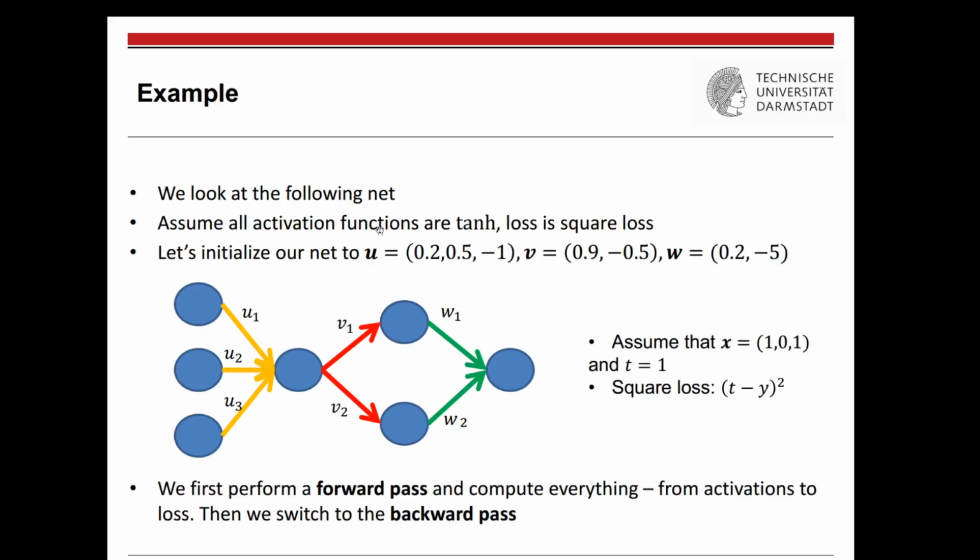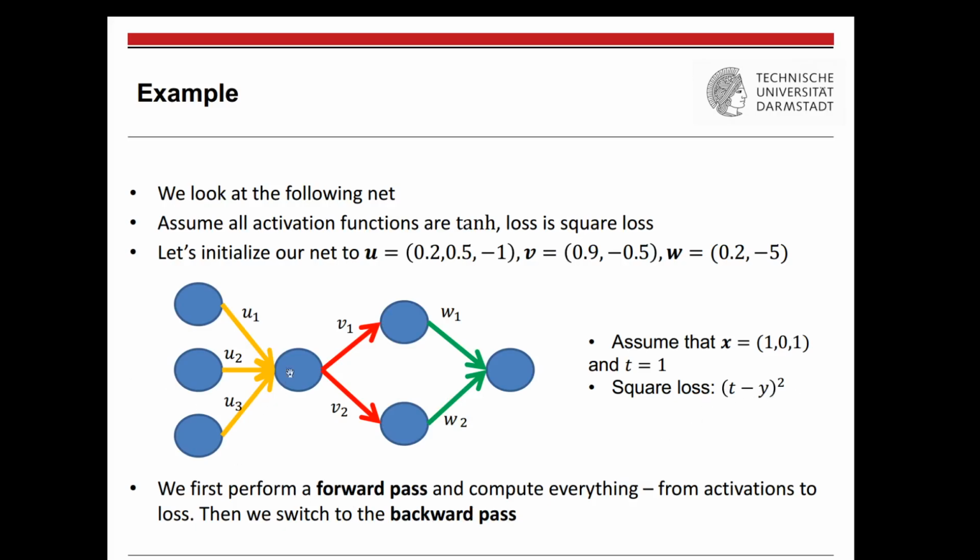So let's say we initialize our network randomly. We take some random values for U, let's say they are given by 0.2, 0.5, -1. Some random values for V. Some random values for W. Assume that our input is 1, 0, 1, and assume that for this input the true value is 1. The prediction should be 1 for that unit. And we have the square loss, which is (t - y) squared. We first perform a forward pass, so we feed x into our model and compute everything from the activations to the loss.